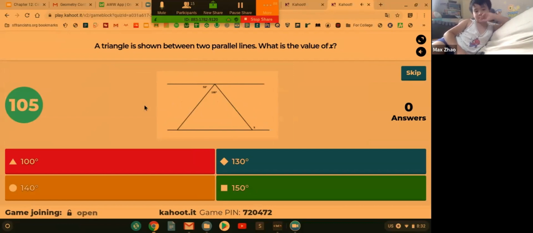Oh, that's hard because I can't really calculate. Wait, I could do it in some way, but it's the two lines. Oh, they're parallel. I could solve it.